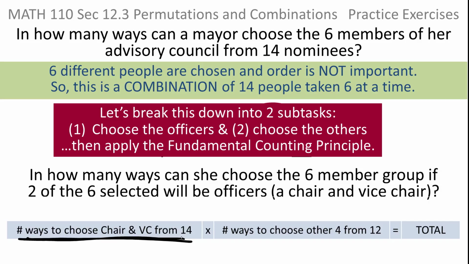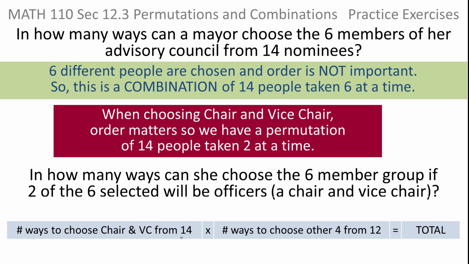There'll be 2 officers, but order matters because the chair is different than the vice chair. There's a difference. So chair, vice chair is different than vice chair, chair. So that's a permutation. It's a permutation of what, though? You're choosing from 14 people and you're taking them 2 at a time. So it's a permutation of 14 taken 2 at a time. And the reason it's a permutation is because you're choosing one to be a chair and one to be a vice chair. That's different than reversing the order. Chair, vice chair is different than vice chair, chair.